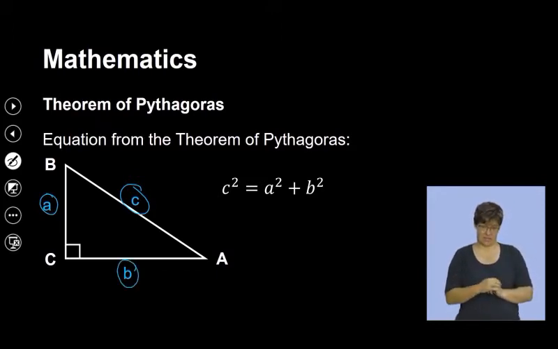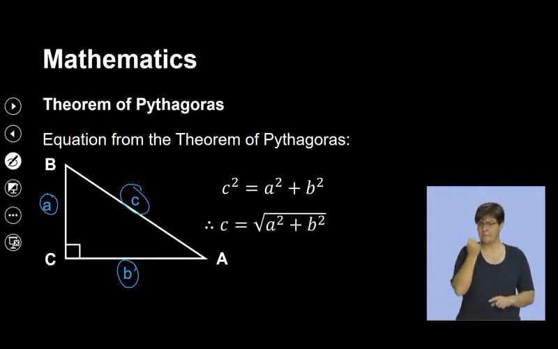One thing I would like to mention here is that the small letters a, b, and c come from labeling the sides based on the opposite vertex to that particular side. So just quickly remember that as well. Now, if we are trying to find c, we will need to find the square root of what is on the right-hand side.